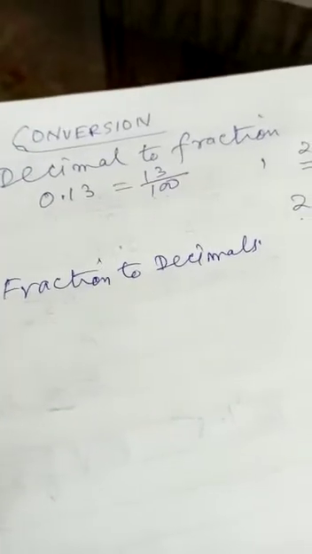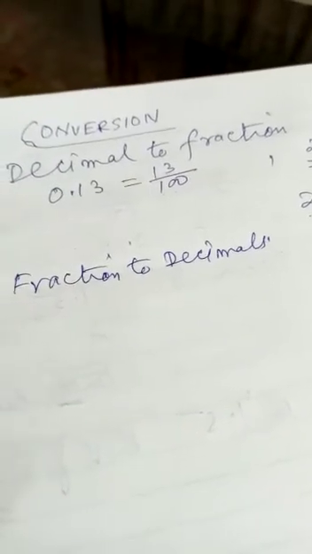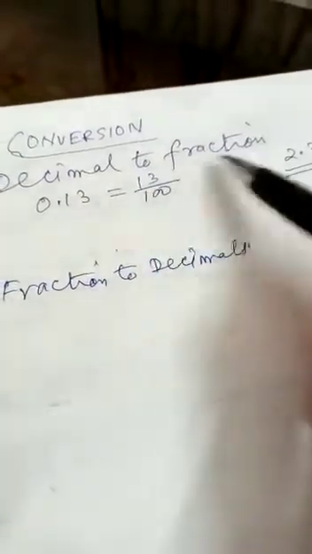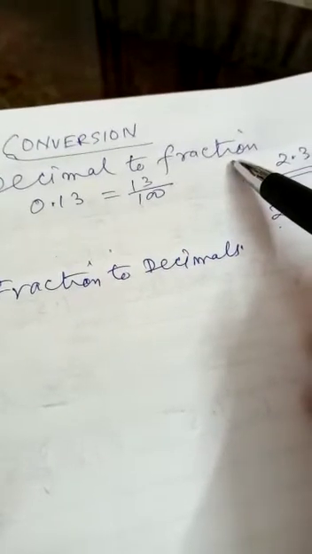Yesterday we have done expanded form and place value. Today we'll be doing the conversions. Now, how to convert? There are two different types of conversions: decimals to fractions. Decimals to fractions is already easy. We have already done it in the expanded form.